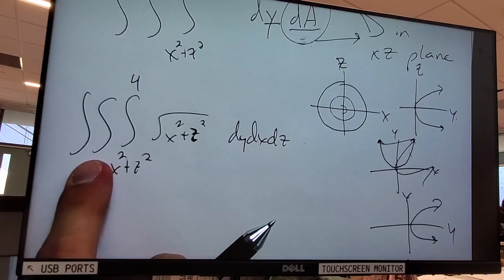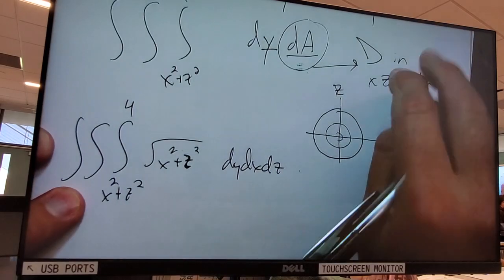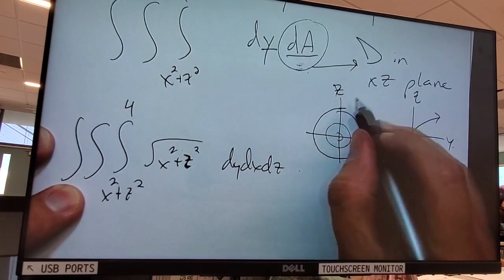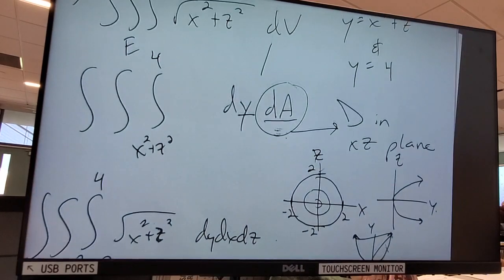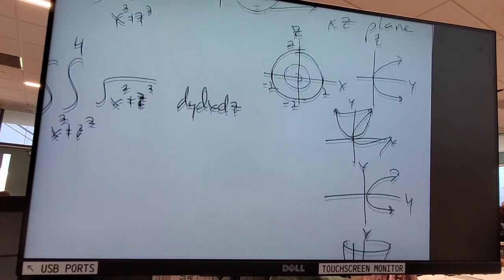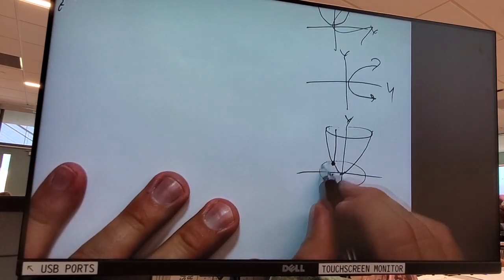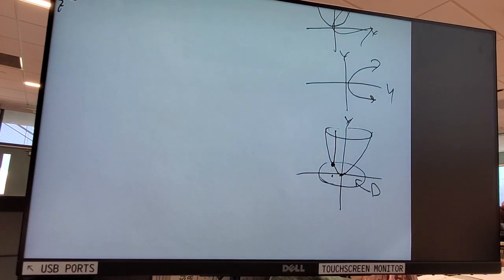Now I've got to figure out these limits. We basically just figured out what the shadow of this is in the XZ plane, because the biggest Y can be is 4. Here's D, and it lives in the XZ plane, so I just took my coordinate system and rotated it so the Y-axis is up and down. Do you all agree that it gets a larger radius as it goes up?